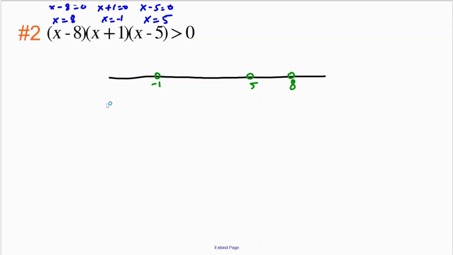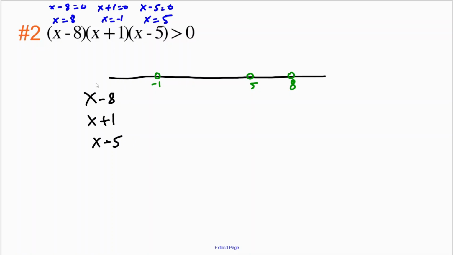I'm just going to do it in order. You can obviously switch it. Like I can put x plus 1 here. I can start with that, do x minus 8, do x minus 5, or I can switch it any way I want. So I'm just going to do it in order. x minus 8, x plus 1, x minus 5. Okay, x minus 8, x plus 1, x minus 5. So now, again, same process here.